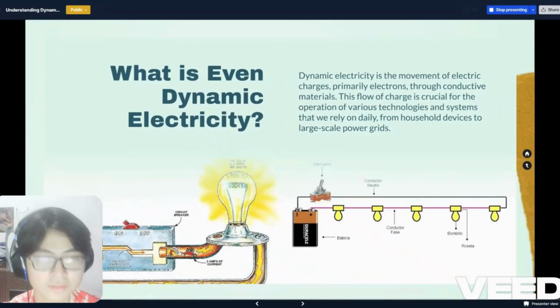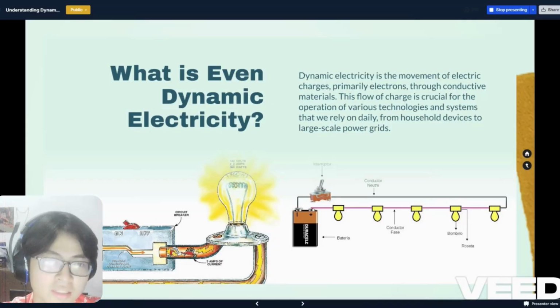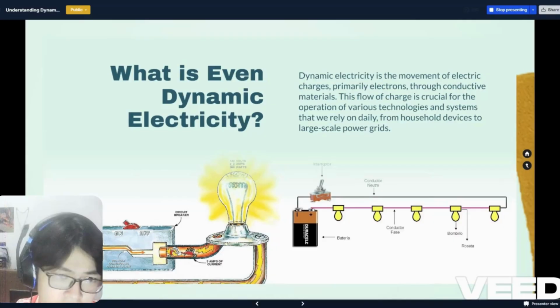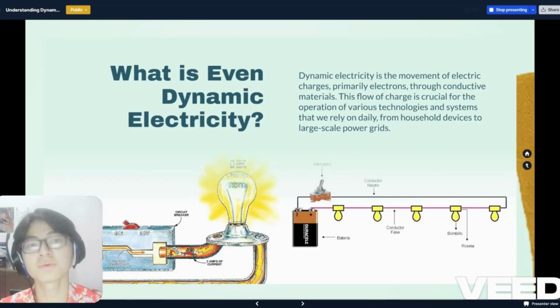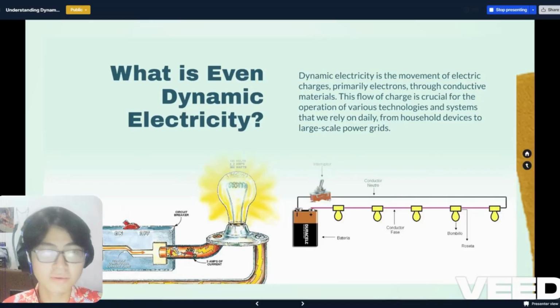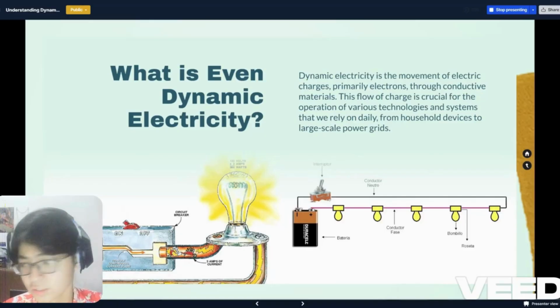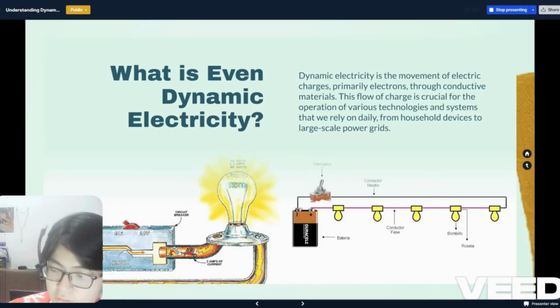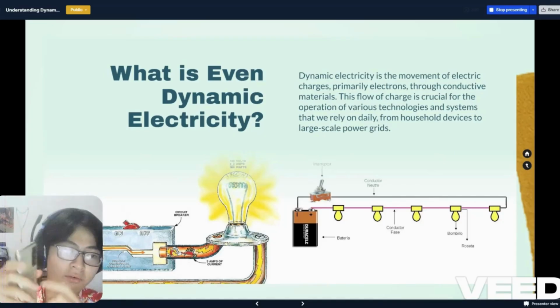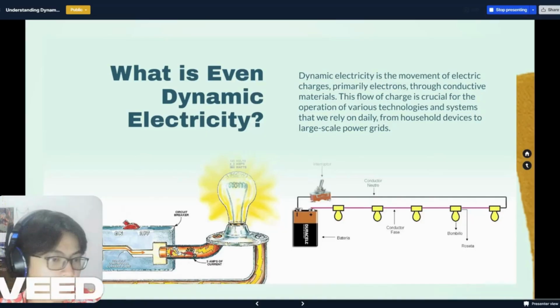Basically, dynamic electricity is the movement of electric charges, primarily electrons, through conductive materials. This flow of charge is crucial for the operation of various technologies and systems that we rely on daily, from our household devices to large scale power grids. So like from our phones to PLN and stuff like that. So here is the basic concept.